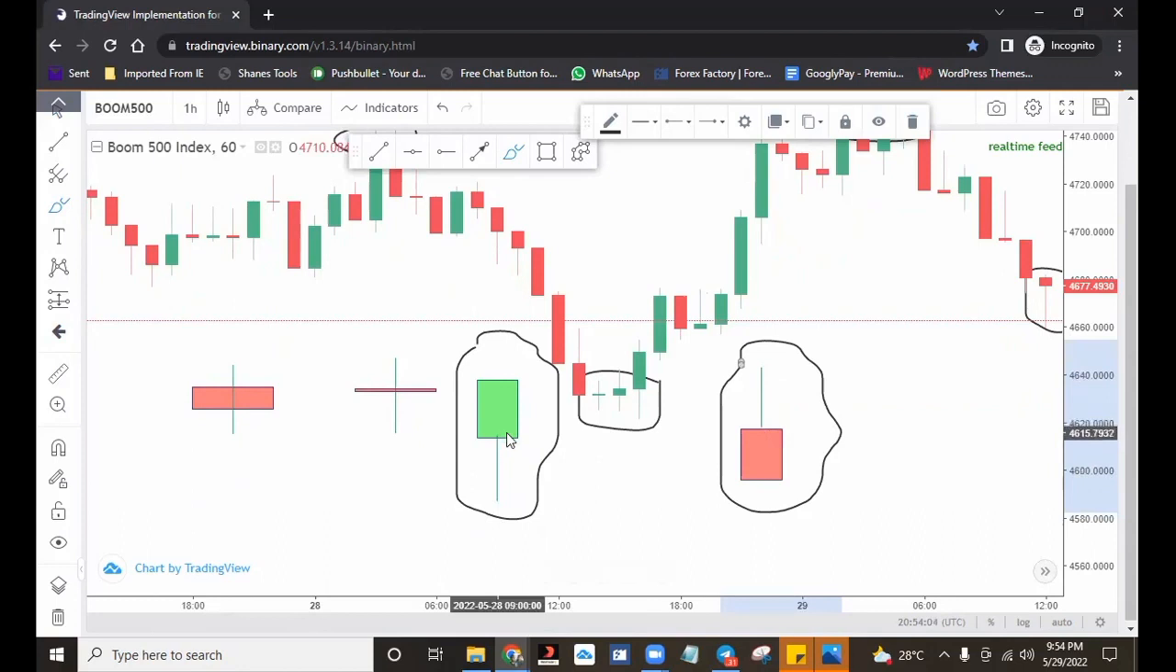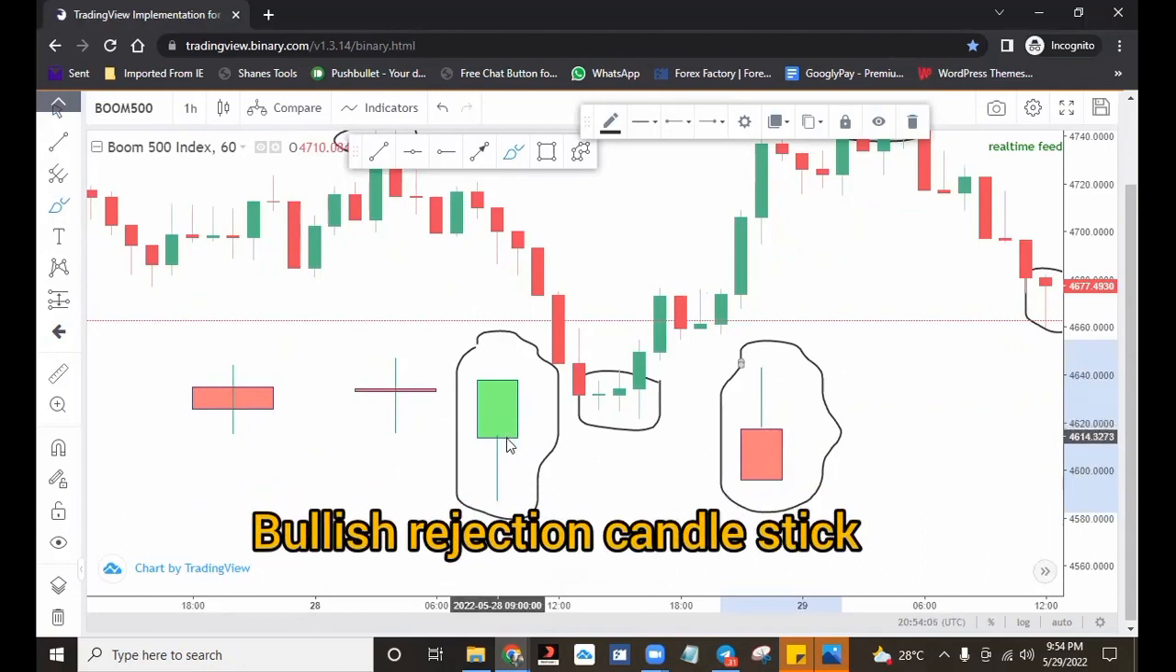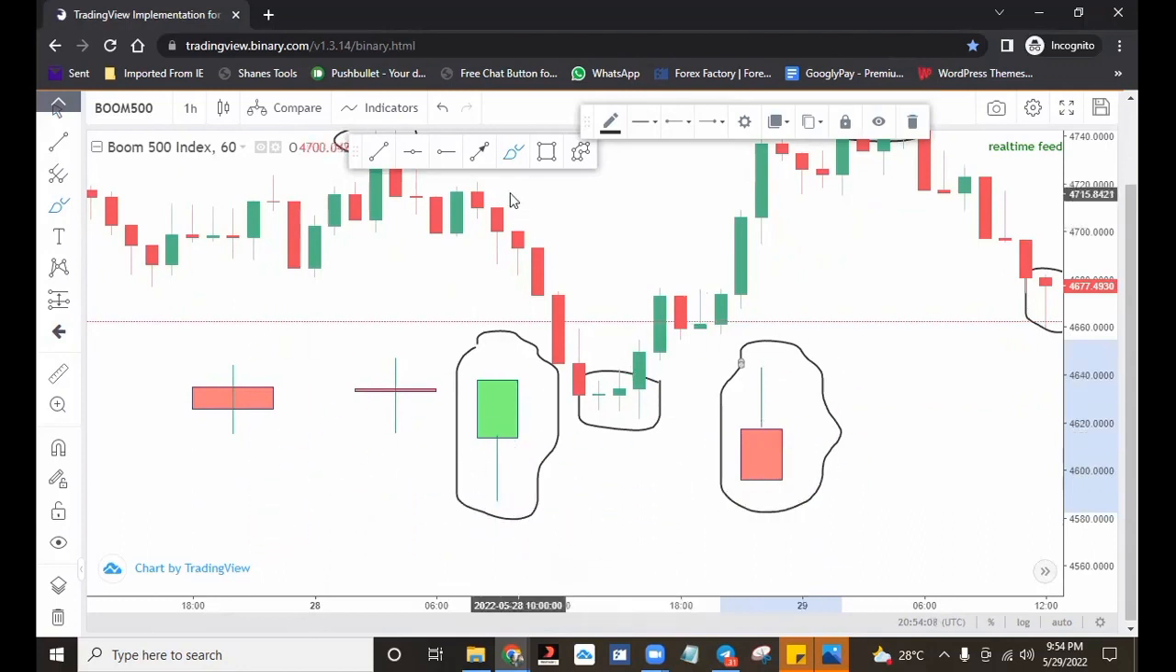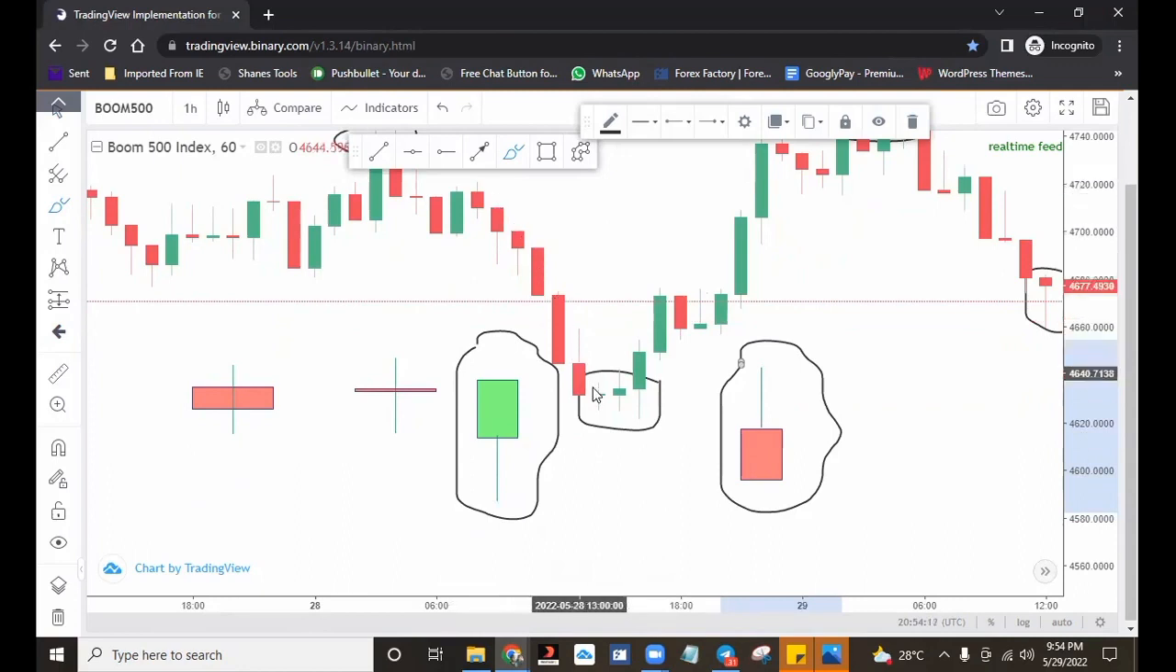This is called a bullish rejection candlestick because this market was bearish. You see these bears were pushing down all the way here before indecision began. When this candlestick closed and this one opened, the bears tried to push down, but the bulls rejected it. That's why it's called a rejection candlestick. And that was why this wick formed.